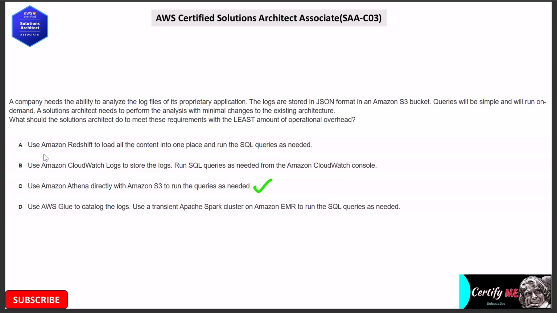The options are: option A, use Amazon Redshift to load all the content into one place and run the SQL queries as needed. Option B, use Amazon CloudWatch logs to store the logs, run SQL queries as needed from the Amazon CloudWatch console. Option C, use Amazon Athena directly with Amazon S3 to run the queries as needed. Option D, use AWS Glue to catalog the logs. Use a transient Apache Spark cluster on Amazon EMR to run the SQL queries as needed. The correct answer is option C.